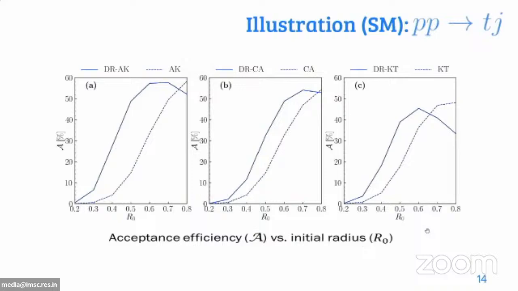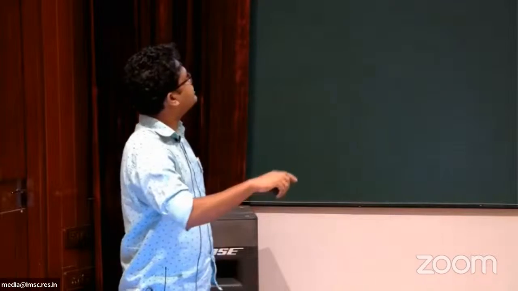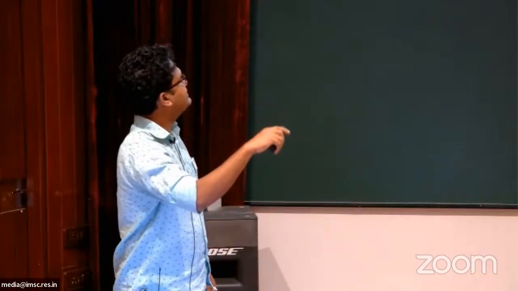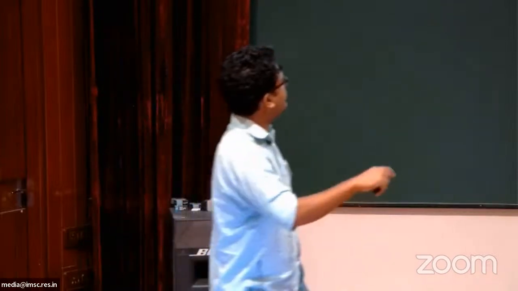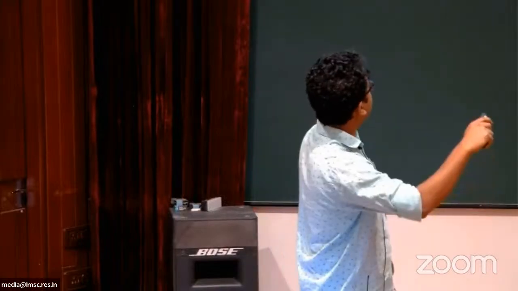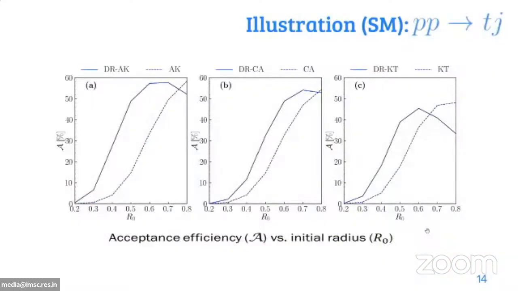This drop is not because it is performing poorly. It is because it has now started capturing a lot more things which are essentially garbage. So there should be some optimal choice for this, and that we can see. These three are for three different algorithms: anti-kT, Cambridge and the kT algorithm.